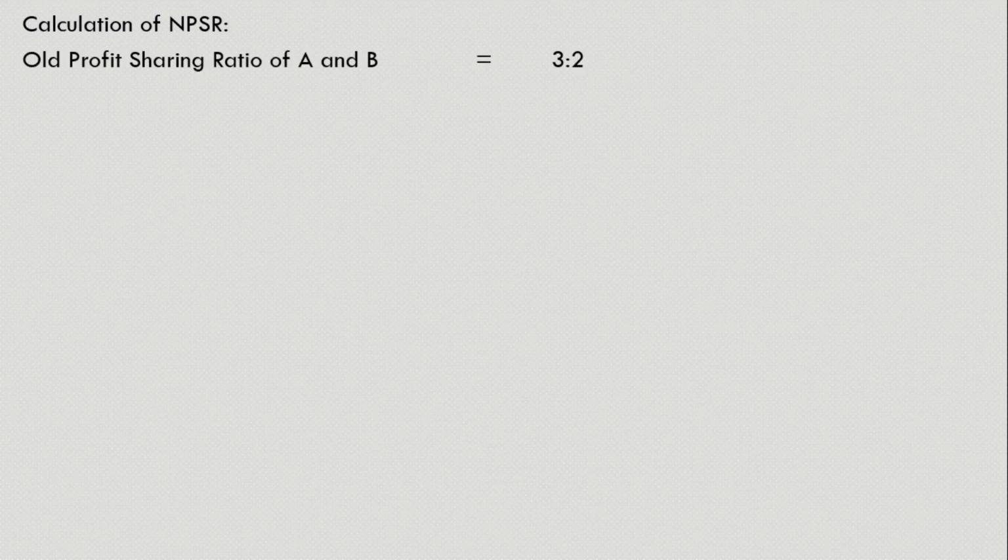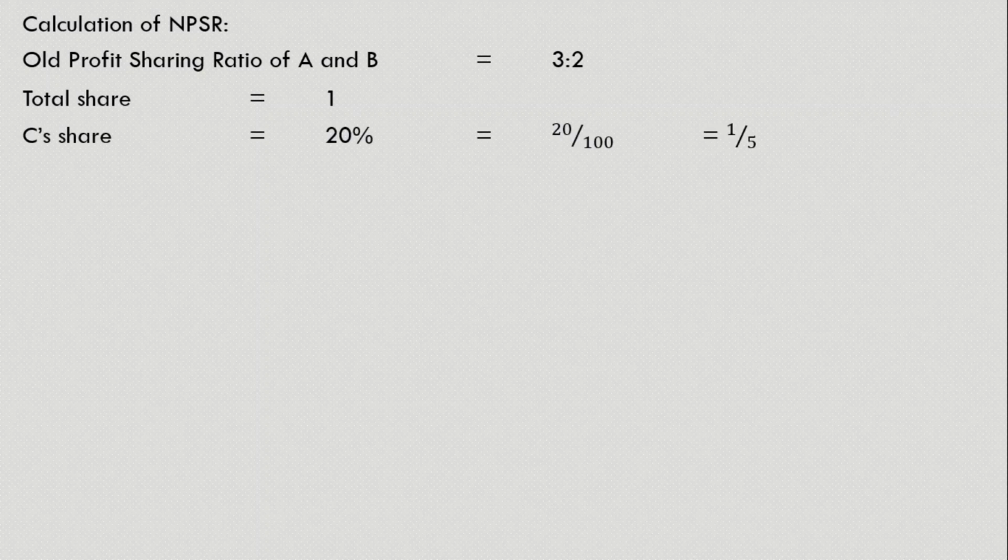A working note, calculation of new profit sharing ratio. First, old profit sharing ratio is given to us 3:2. Then total share is 1. Now first we will give to incoming partner. So C's share is 20%. Now 20%. Percent means per means out of, cent means 100. So 20% means 20 out of 100. Okay, it's 20 upon 100, and when we do it to lowest term, it comes 1 upon 5.